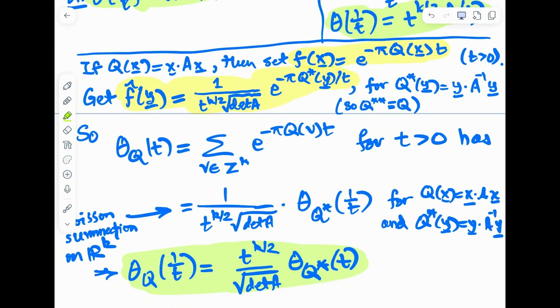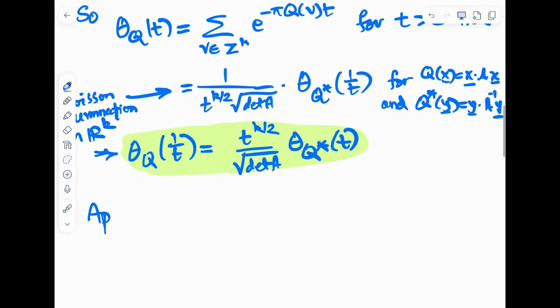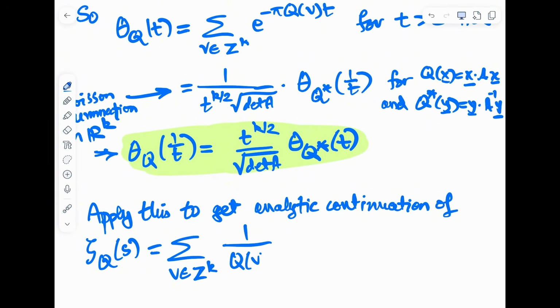Okay, so we're going to want to use this to get the analytic continuation of the zeta function of the quadratic form. So let me first, though, look at the simplest case. So we want to apply this to get an analytic continuation, I really should say meromorphic continuation, of the zeta function of the quadratic form. Let me remind you, you just sum 1 over Q(v) to the s.